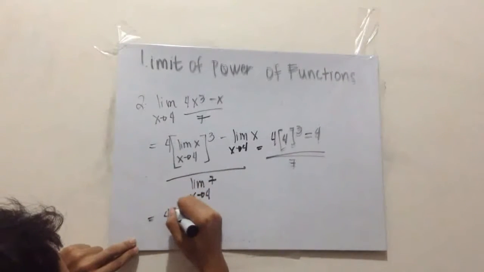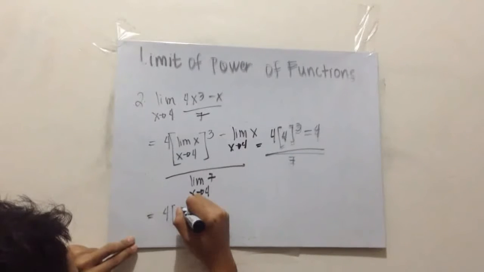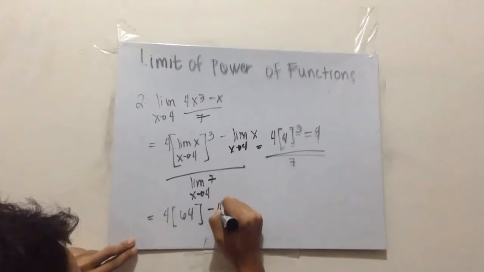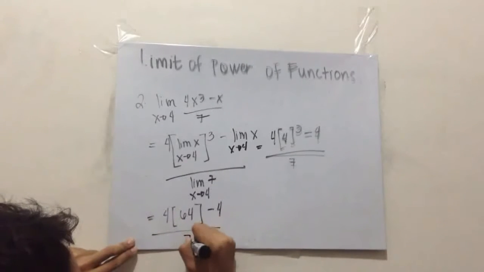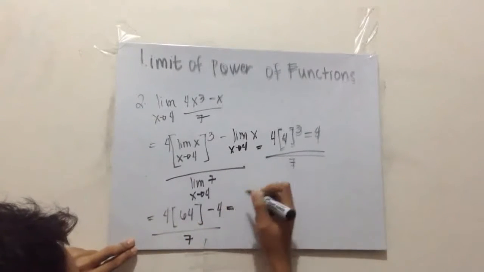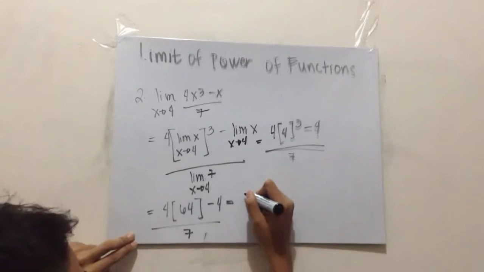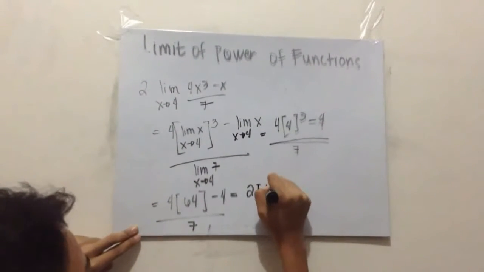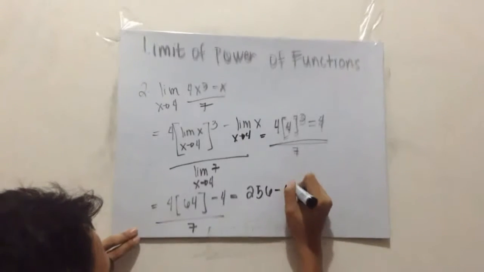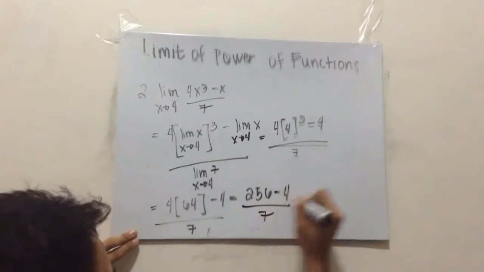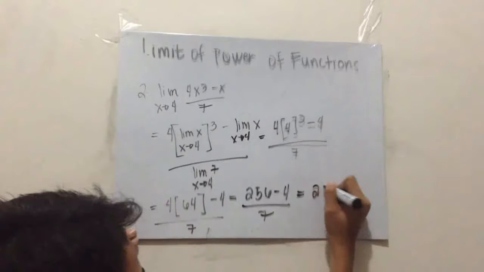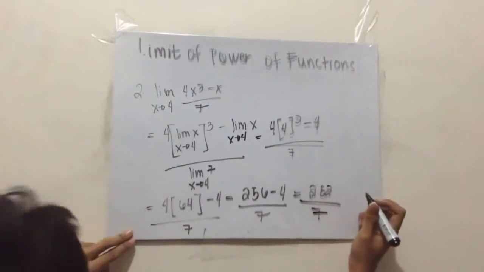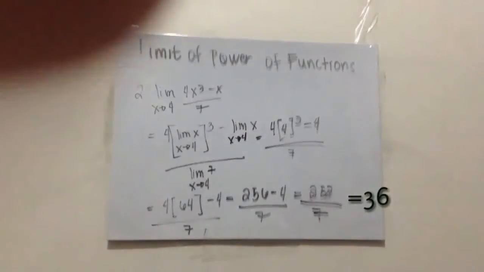And we will simplify it: 4 times 4 cubed, which is 64, minus 4 over 7. And 4 times 64 is 256, minus 4 over 7. That is 252 over 7, and it can be simplified to 36.